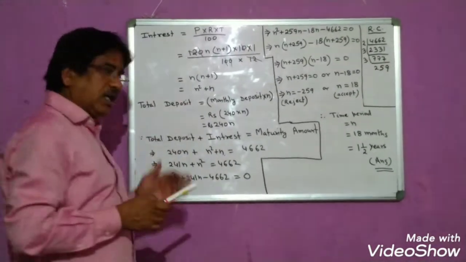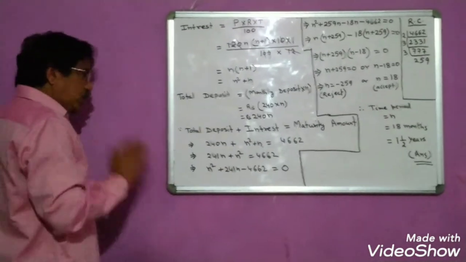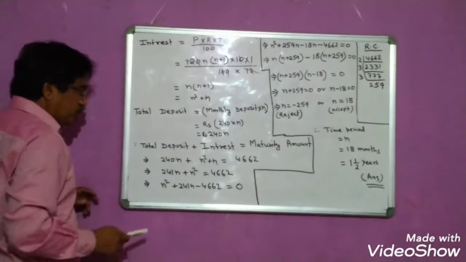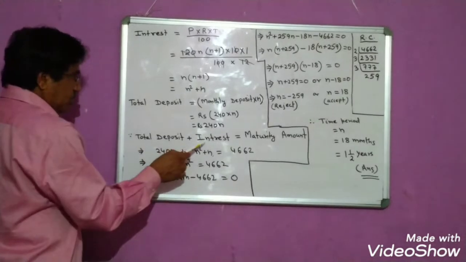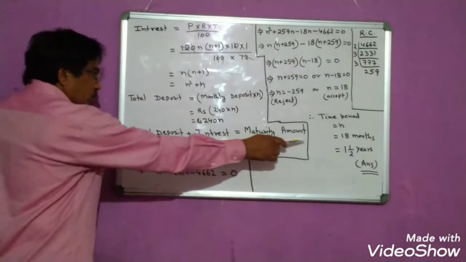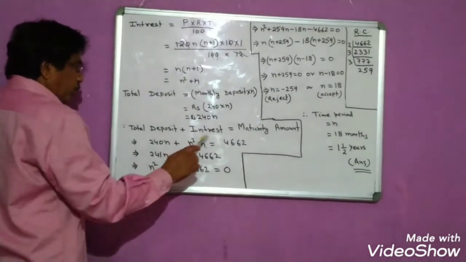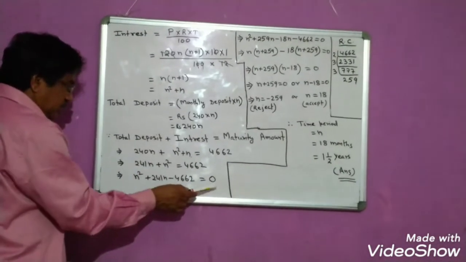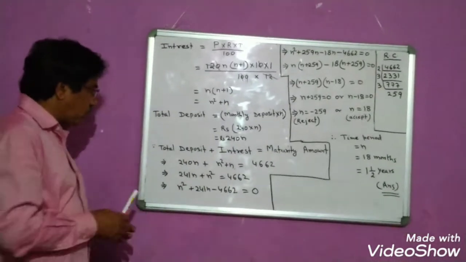And then the last and final step is the maturity amount step. We know that total deposit plus interest will give you the maturity amount. So the total deposit in n months is 240 n and the interest obtained is n square plus n. Add this value, and the maturity amount is already given in the question, that is 4662. Putting these values and simplifying, we get an equation, and that equation is in the form of a quadratic equation.